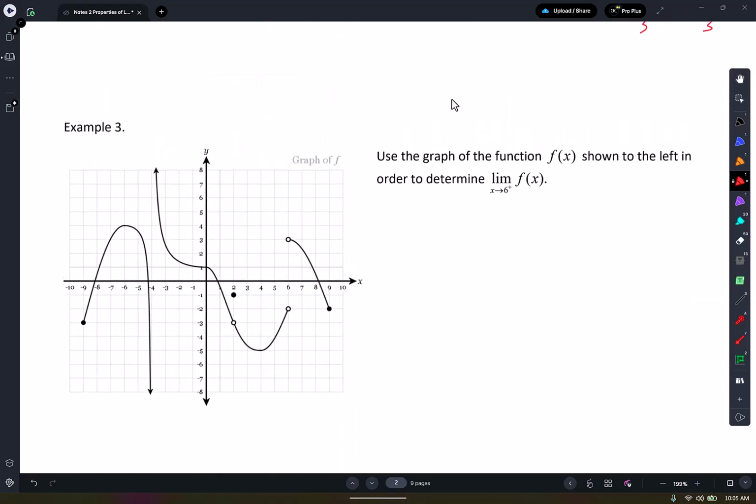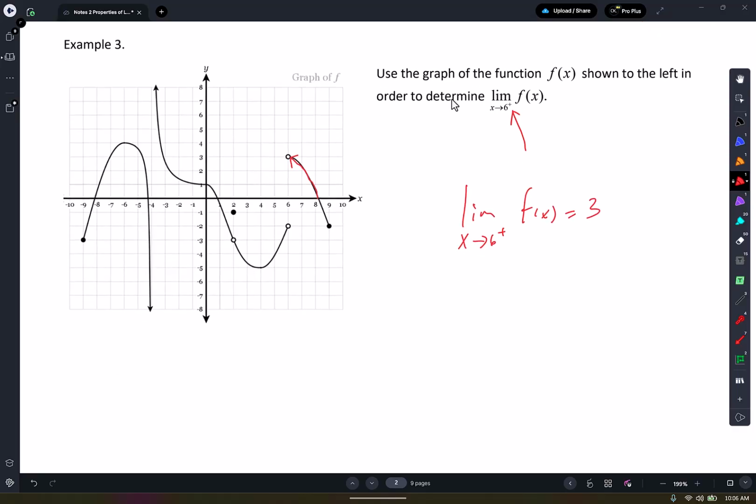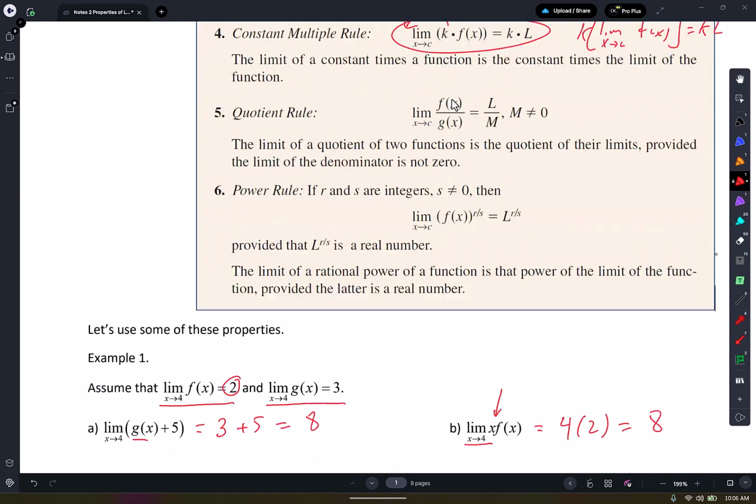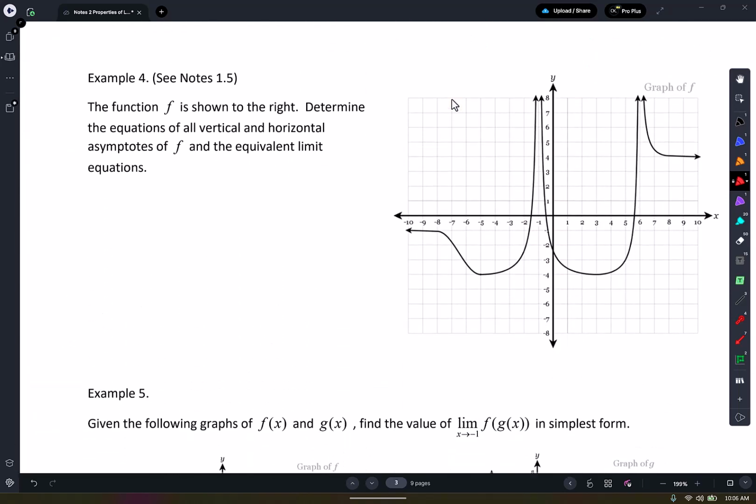No. Use the graph of the function f of x shown to the left in order to determine. So what does that little plus symbol mean, from the right? I look at the curve as I approach 6 from the right. What is that limit? Yeah, 3. The limit as x approaches 6 from the right is 3. And that's it. Do we feel okay? Look at that, we just finished 2 pages like nothing. Let's go to page 3.